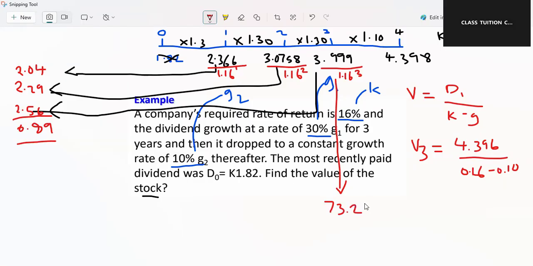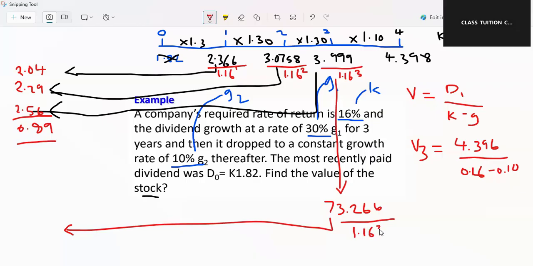73.266. But we also want to find the value of stock now, so we take it back to year 0. How do we take it back to year 0? By discounting it using the market rate. Since it's on year 3, we're going to divide it by 16% as of year 3, so 1.16 to the power 3.